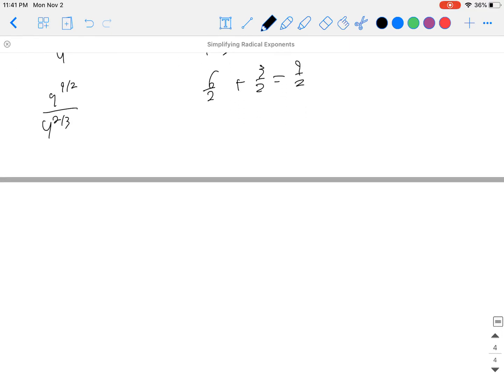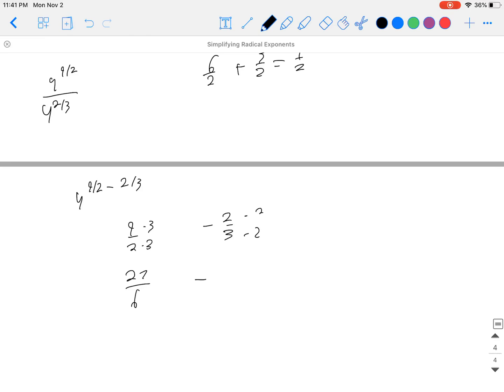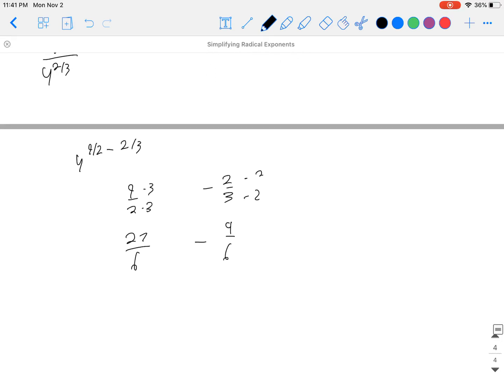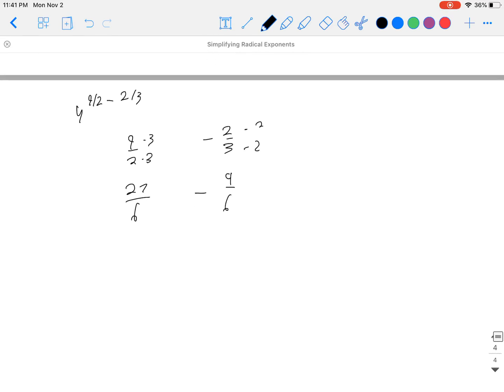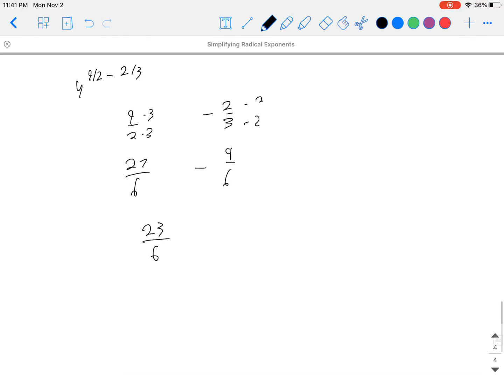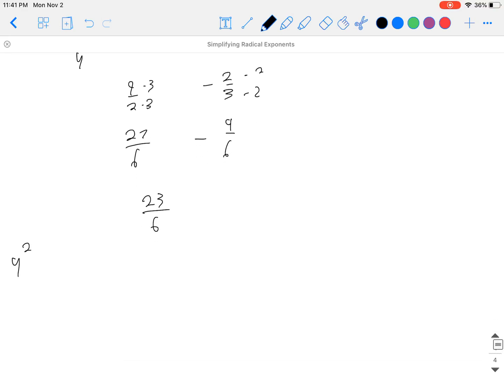And here we use the quotient rule. So we do y to the 9 over 2 minus 2 over 3. And again, we need a common denominator. So we multiply 9 over 2 by 3 on the top and bottom, giving us 27 over 6. And negative 2 over 3 by 2 on the top and the bottom, giving us negative 4 over 6. Performing this operation gives us 23 over 6. So we have y to the 23 over 6 as the simplified y variable.